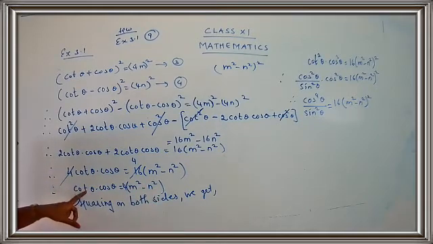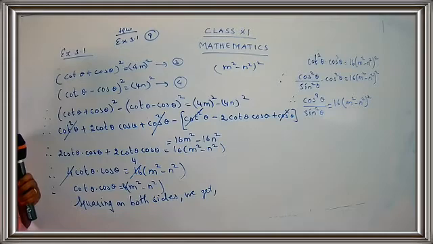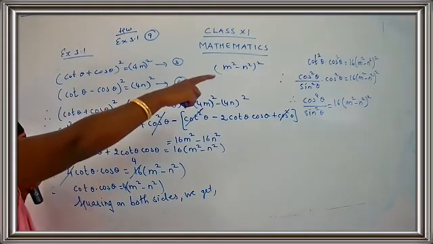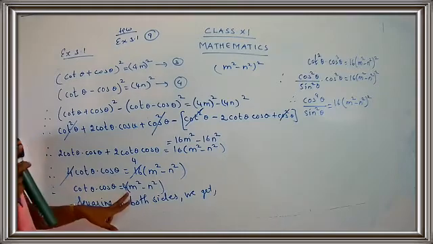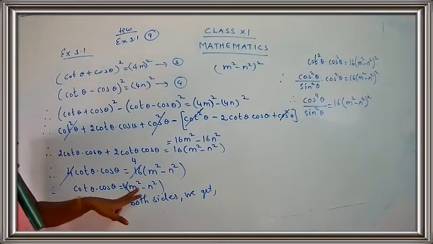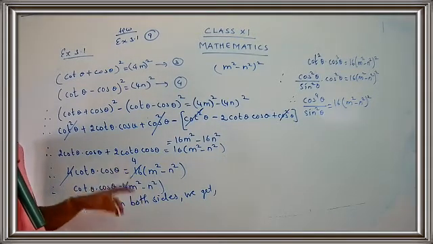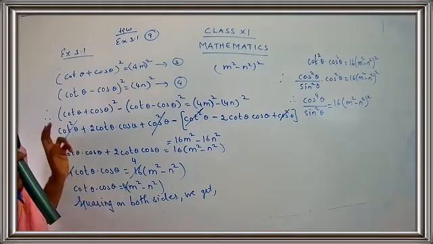Okay, done. But I don't want the answer in terms of m square minus n square. I want the answer in terms of (m square minus n square) the whole square. So I have to square each and every term. So cot theta turns to be cot square theta. Cos theta will change into cos square theta. 4 changes to 16. M square minus n square changes to (m square minus n square) the whole square.